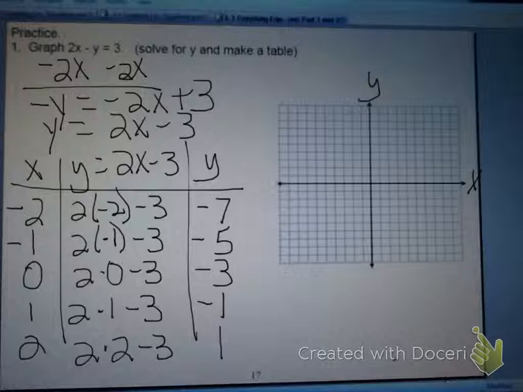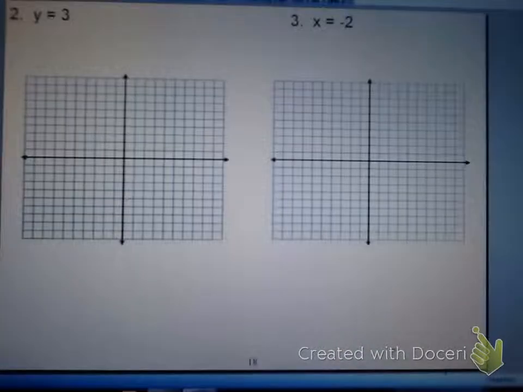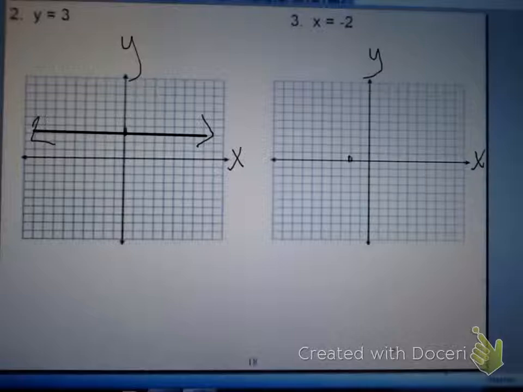Label your x and y axis. Plot the points. Draw your line. Put arrows. Number 2, y equals 3. That is a horizontal line at 3. And number 3, x equals -2. That is a vertical line at -2.